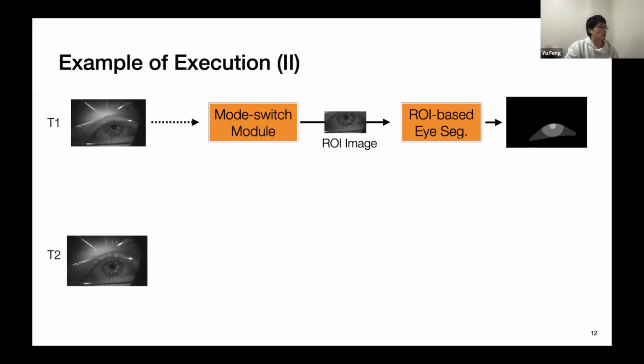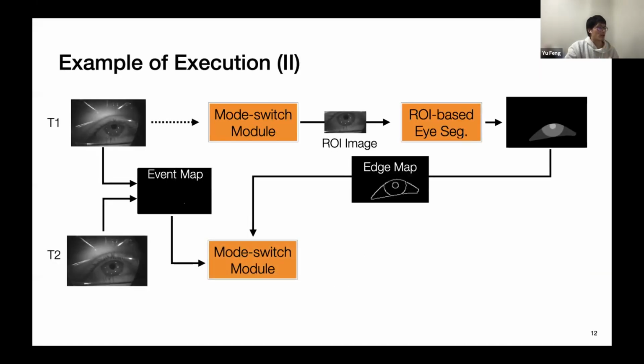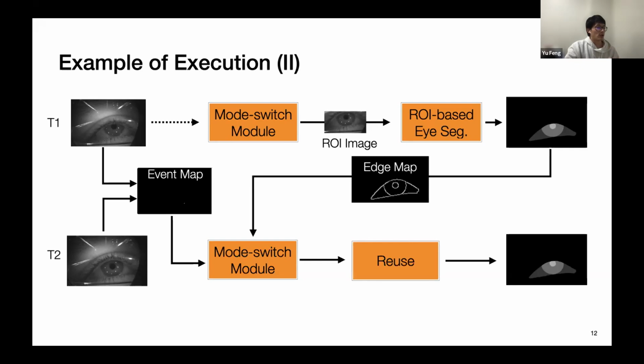So at time t2, again, we will generate the event map and edge map, and these two will be used in the mode switch module. At this moment, because there are no event activities in the event map, the mode switch module will decide to reuse the previous result instead of operating the eye segmentation algorithm. This will further reduce the overall computation.